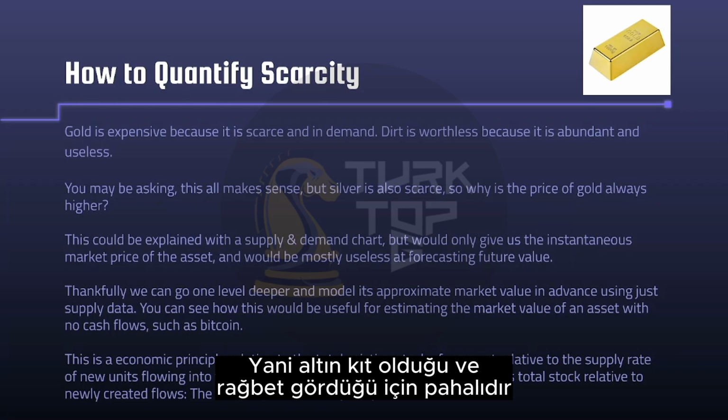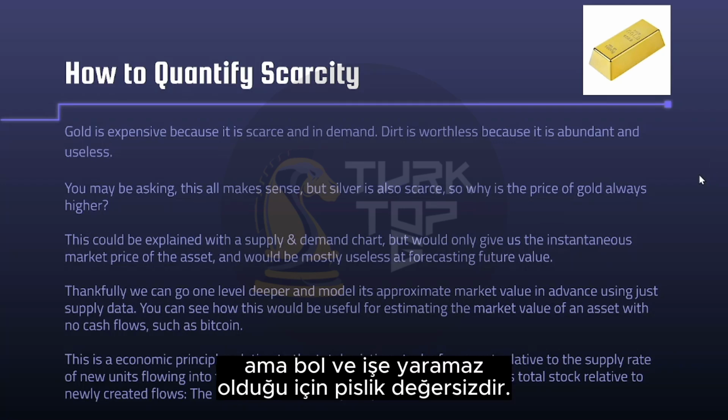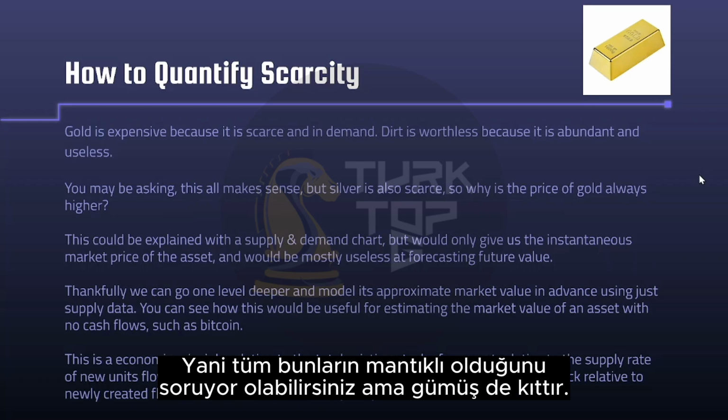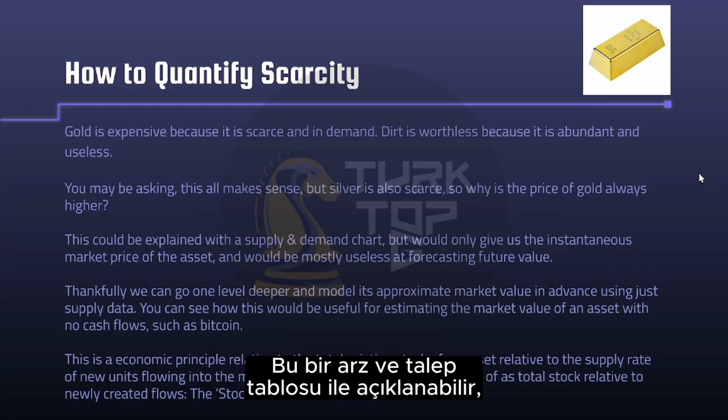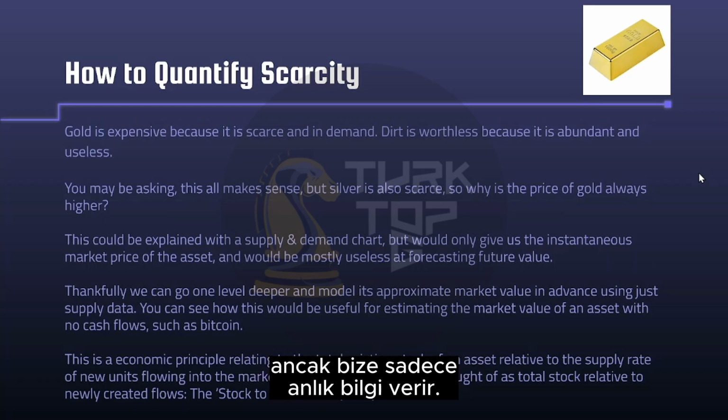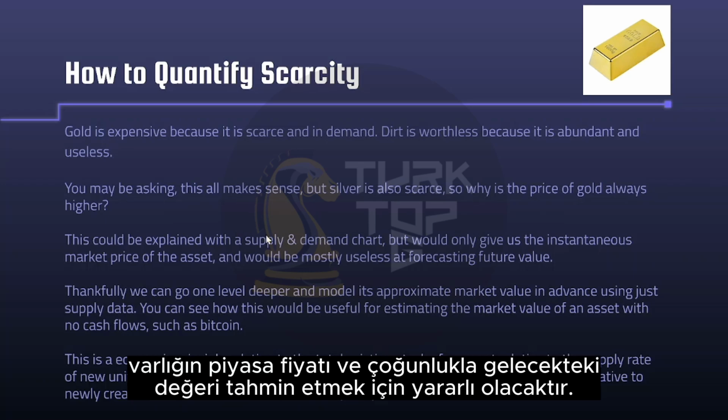So gold is expensive because it's scarce and in demand. But dirt is worthless because it's abundant and useless. So you may be asking, this all makes sense, but silver is also scarce. So why is the price of gold always higher? This can be explained with a supply and demand chart, sure, but it would only give us the instantaneous market price of the asset and would be mostly useless at forecasting future value.